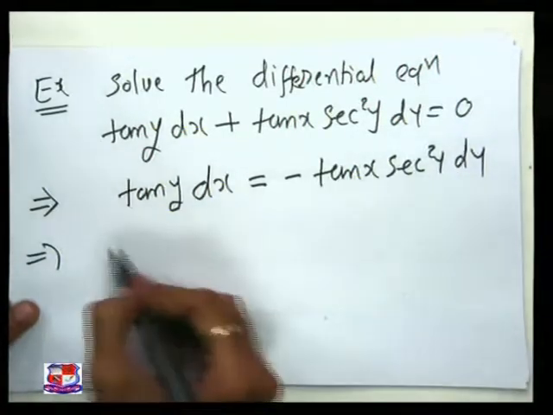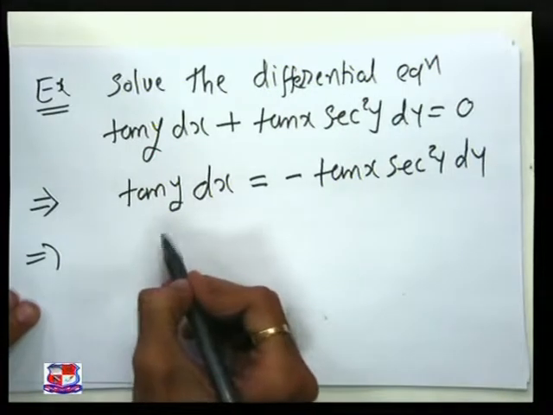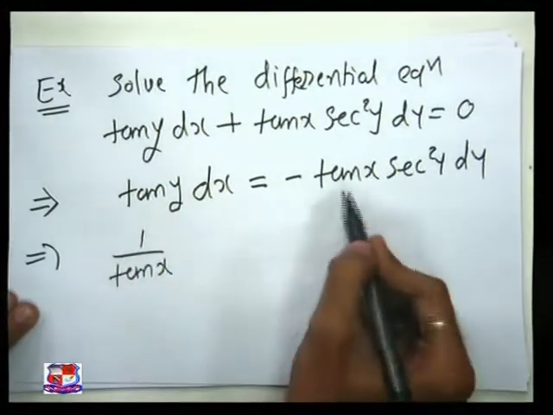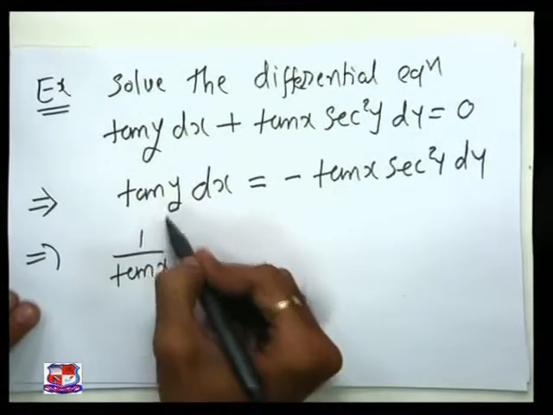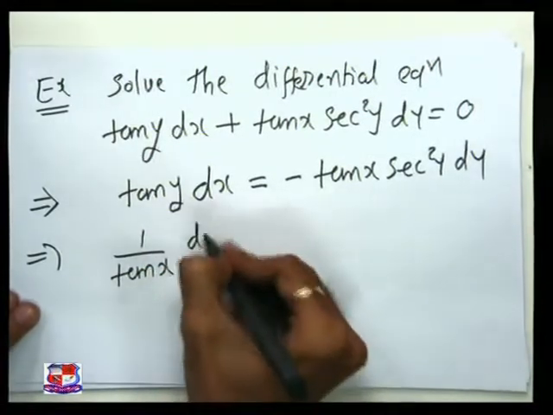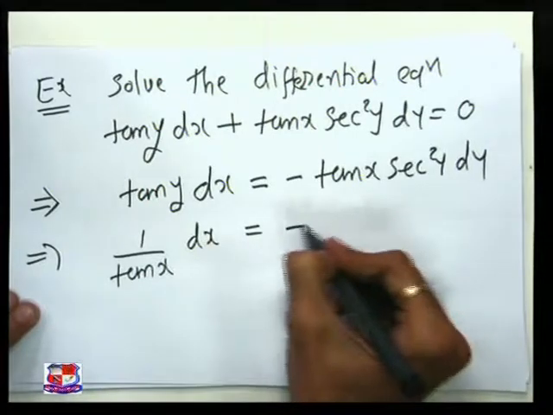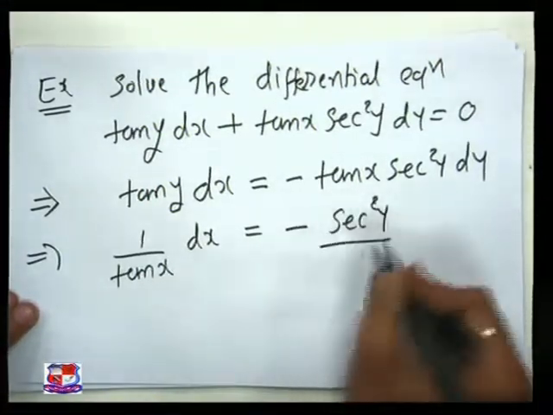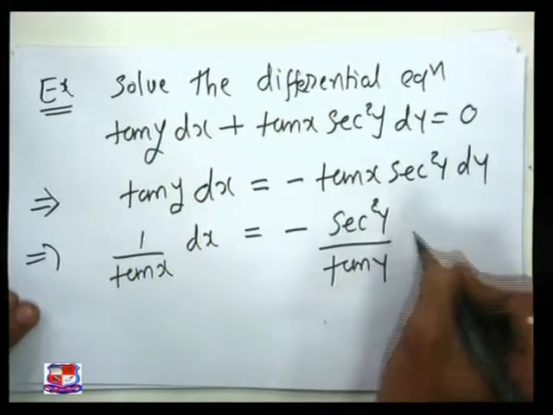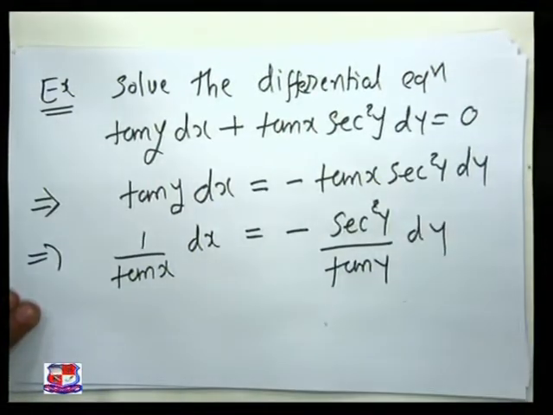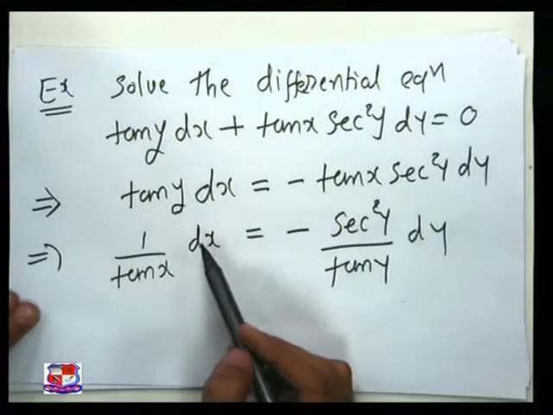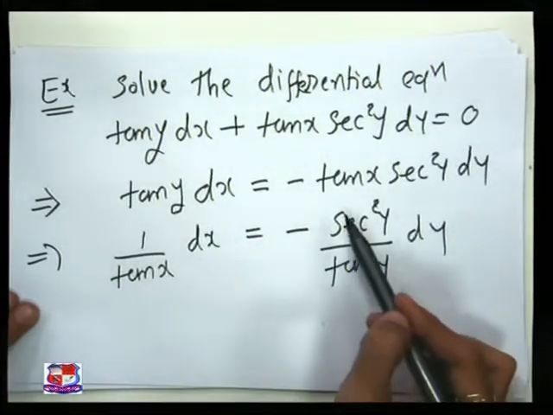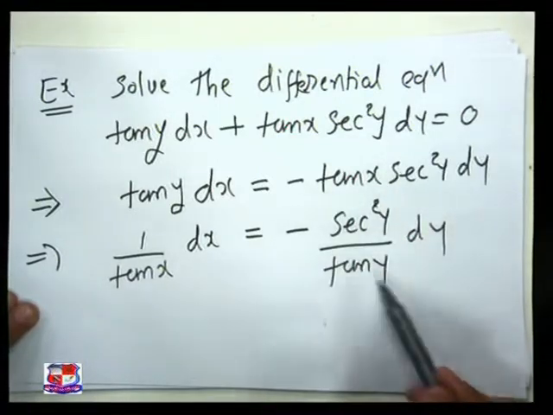So by simplifying, I can write this equation as 1 upon 10x into dx is equal to minus of sec square y upon 10y dy. Okay, so now you can see that in the left hand side all terms are of x, and in the right hand side all terms are of y.